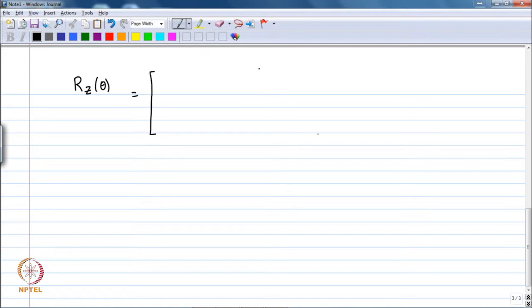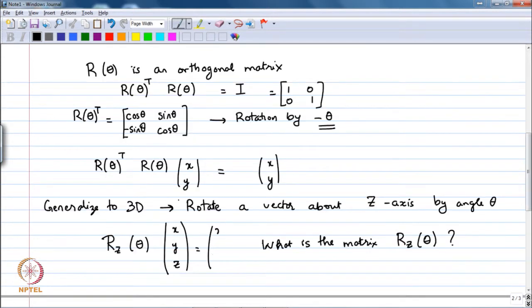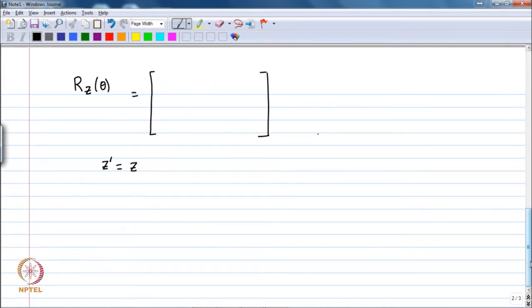So, if you rotate any vector about the z axis by angle theta, then the first thing is that the z coordinate of the vector will be unchanged. Since the z coordinate is unchanged, you can immediately see that z prime will be equal to z. If we denote the rotated vector by x prime, y prime, z prime, clearly z prime has to be equal to z. Now, that implies that this part should be 0 0 1.